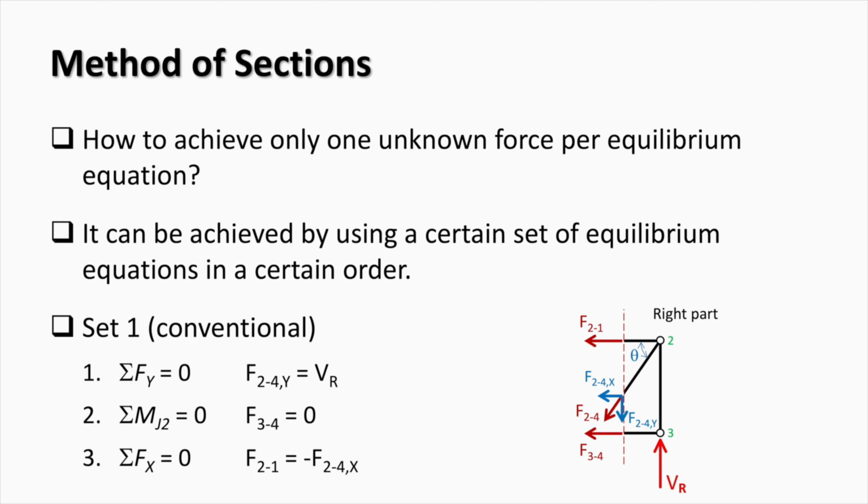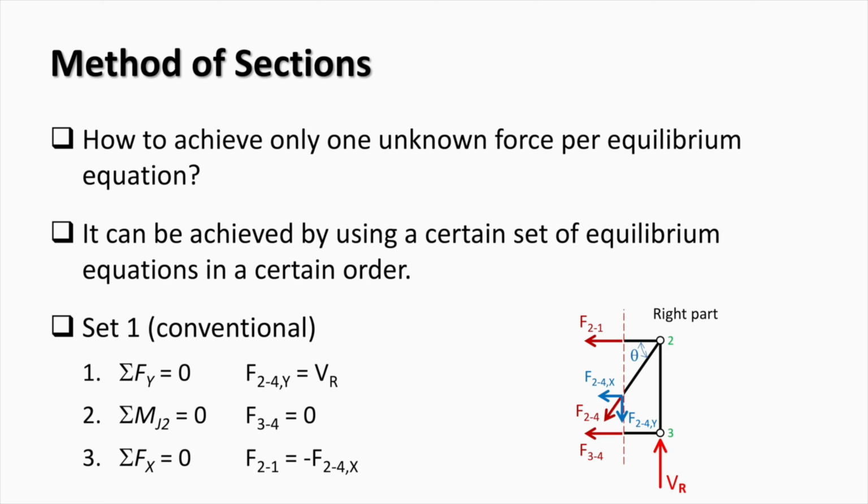Let's consider how to achieve only one unknown force per equilibrium equation. This can be achieved by using a certain set of equilibrium equations in a certain order. For example, in the part of the truss considered earlier, we can start with the sum of forces in the vertical direction. The solution of this equation gives the value of the vertical component of force F24, from which the force F24 can be found.